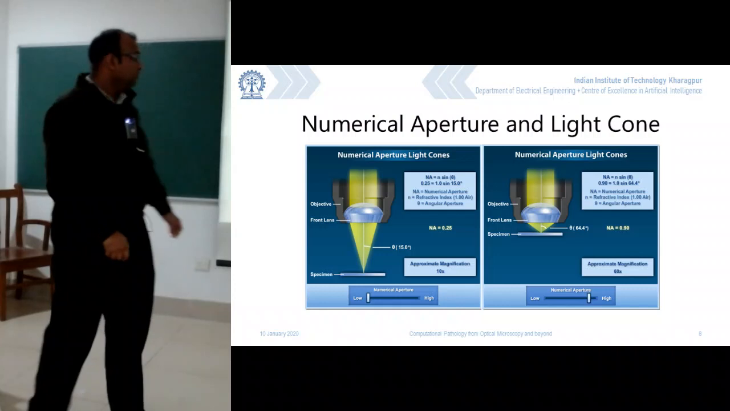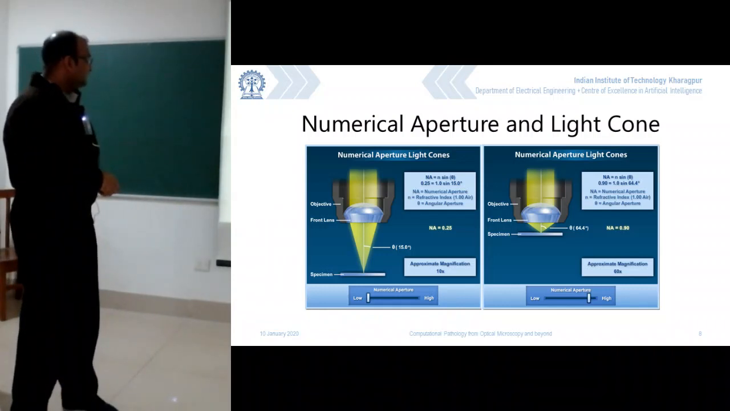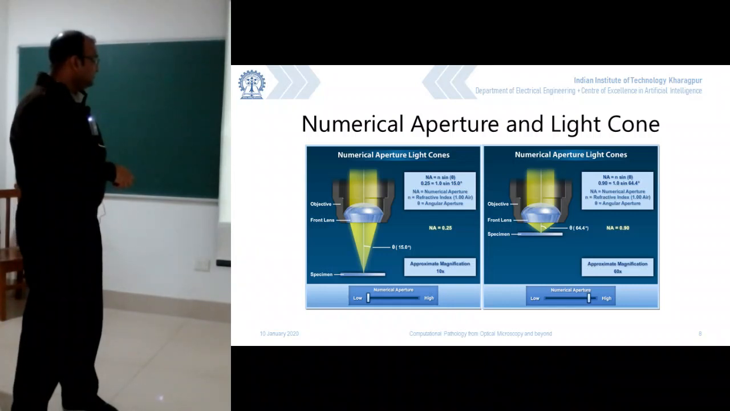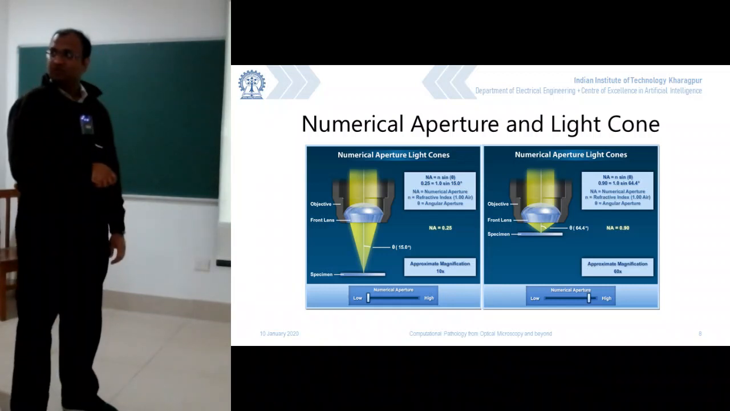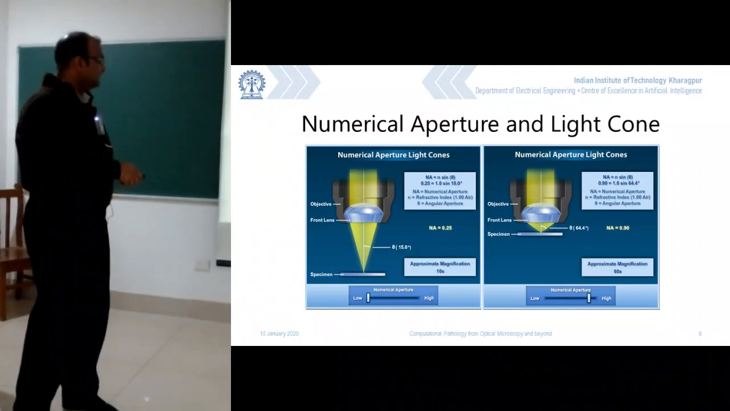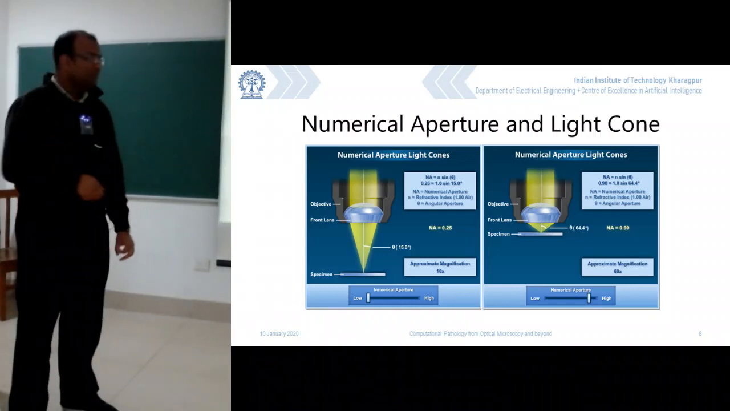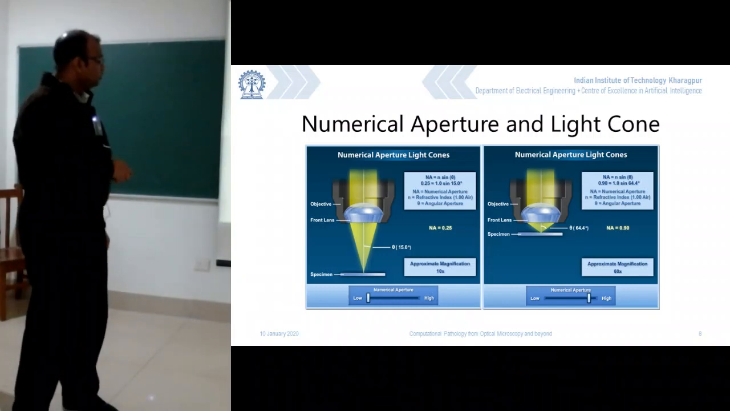So this number is constant. Typically, say for this particular lens at this particular position, you will have a certain numerical aperture which is 0.25. For this particular lens from this position, you will have a numerical aperture which is 0.90. Now what will happen is, say on this lens which has a numerical aperture of 0.25, I take this sample which is this close and place it over here.